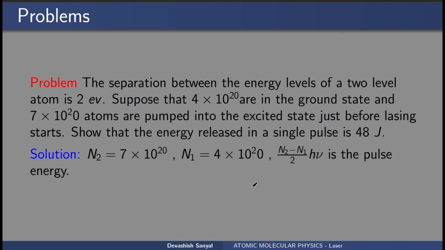The separation between the energy levels of a two-level atom is 2 electron volt. Suppose that 4 into 10 to the power 20 atoms are in the ground state, and 7 into 10 to the power 20 atoms are pumped in the excited state just before lasing starts. Show that the energy released in a single pulse is 448 joules. So initially we have this many atoms in state 2 and this many atoms in state 1.